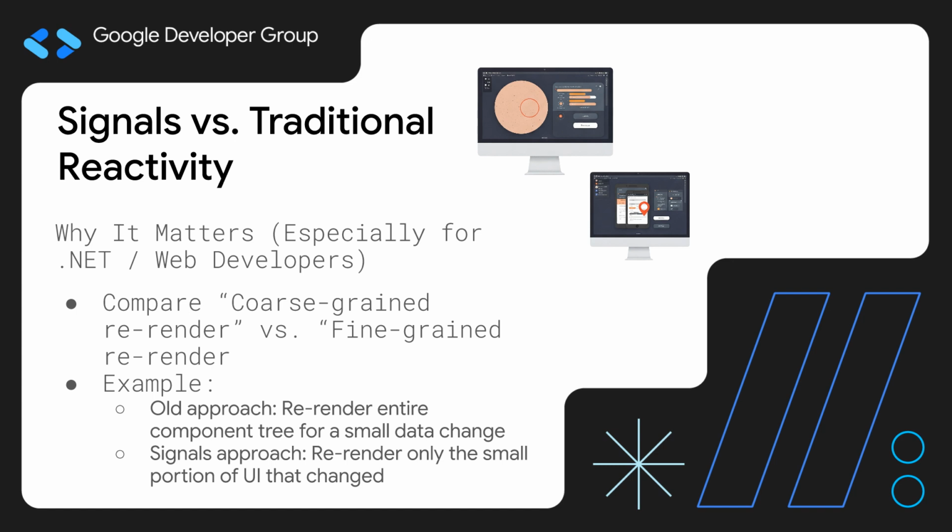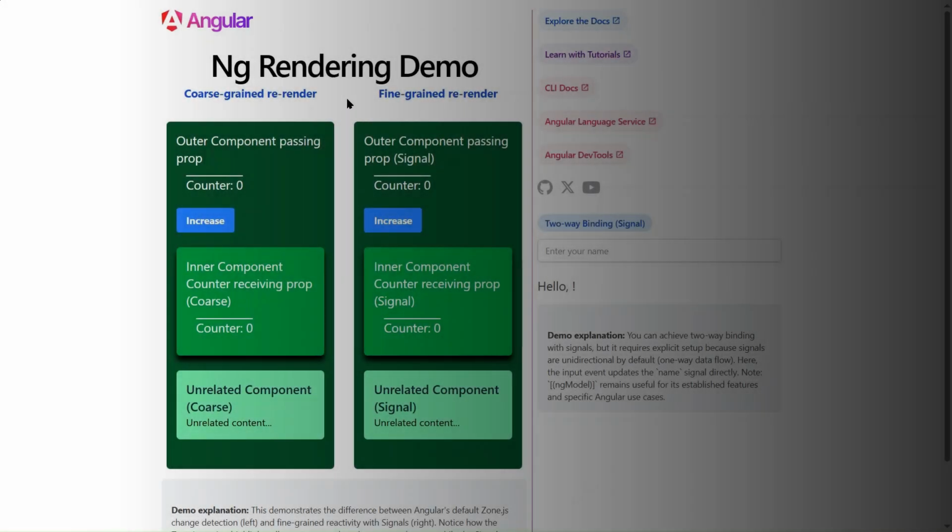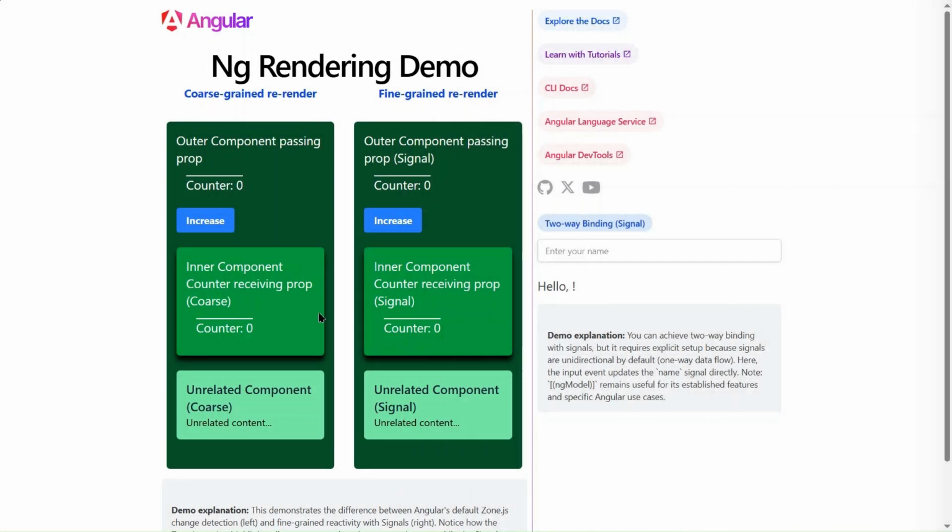So we have a demo that illustrates this inside of Angular. Can you walk us through that a bit? Absolutely. This Angular rendering demo really shows the difference between these two approaches. On the coarse-grained side, we have an example that uses Angular's traditional change detection, which often involves Zone.js and the ngDoCheck lifecycle hook.